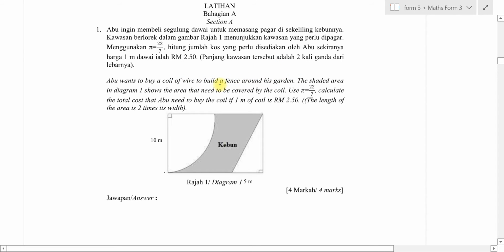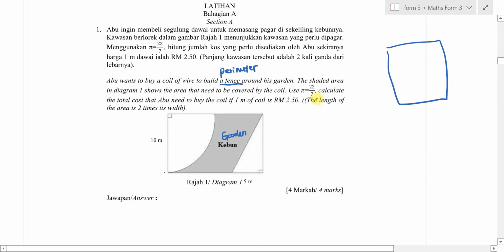If the question is about a fence, usually it is the perimeter. What does fence mean? Putting up a boundary. Outside only we will fence. Okay? Around his garden. The shaded area in the diagram 1 shows the area that needs to be covered by the coil. This is the garden area. Okay, this is the garden. Okay.